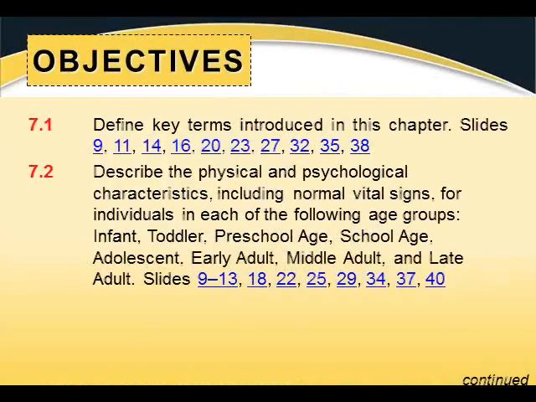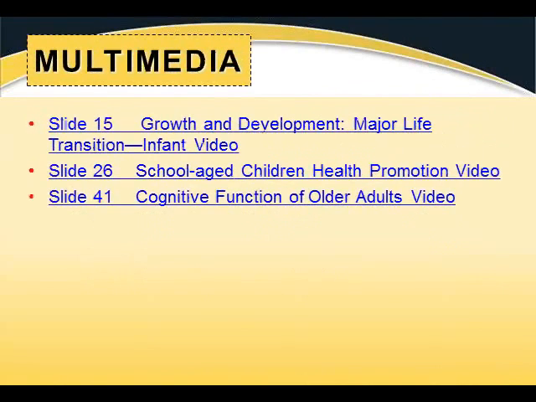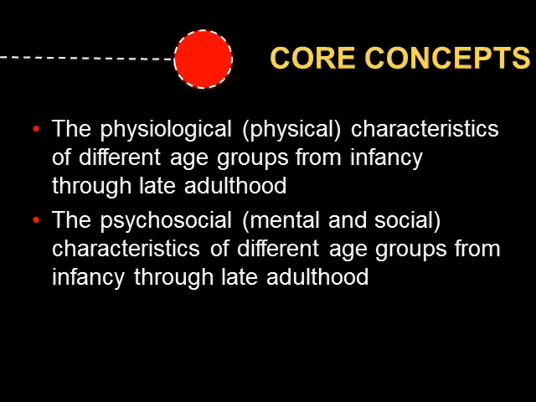There are just 4 objectives in this chapter, but we're looking at the same 4 objectives essentially for all of the age groups that we're dealing with. A couple multimedia slides that you can take a look at. But our core concepts that we're really shooting for: to define the physiological or the physical characteristics of the different age groups from infancy through late adulthood, to consider the psychosocial or the mental and social characteristics of the different age groups from infancy through adulthood.